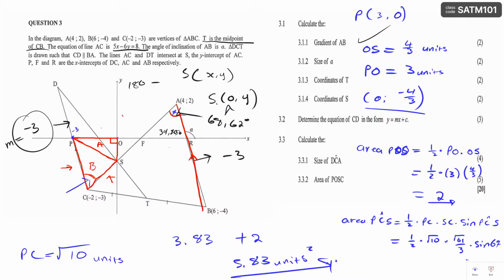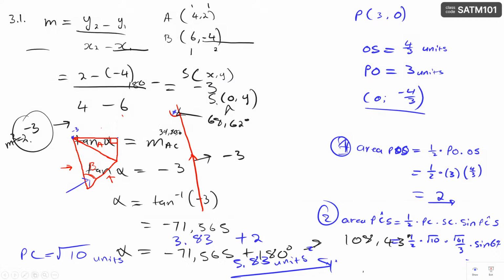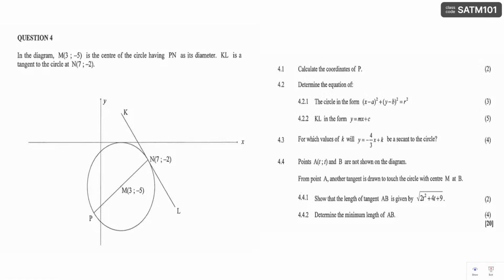So that's your final area. For your final area, you're going to add this one, the first one, and this one. So the area of this one is going to be the first area plus the second area. So you're going to get 5 marks for that. So, okay, we're done with this one. Let's go to question 4.